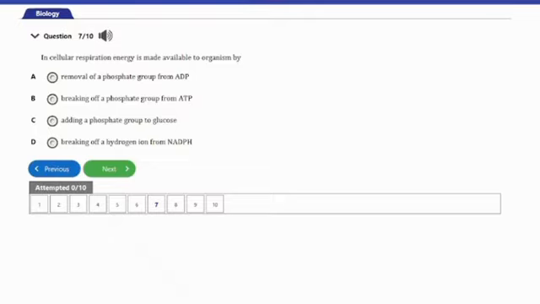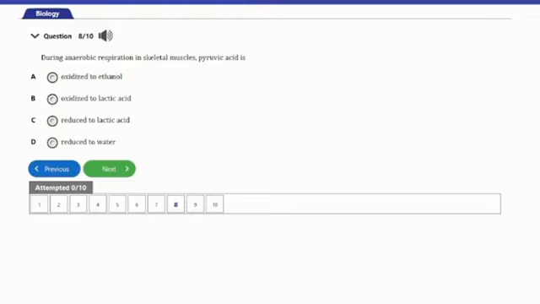Let's go ahead and consider the next question. That's question number 8 here. It says, during anaerobic respiration in skeletal muscle, pyruvic acid is A. Oxidized to ethanol, B. Oxidized to lactic acid, C. Reduced to lactic acid, and D. Reduced to water. So guys, the answer to this question is option C, and that's reduced to lactic acid.